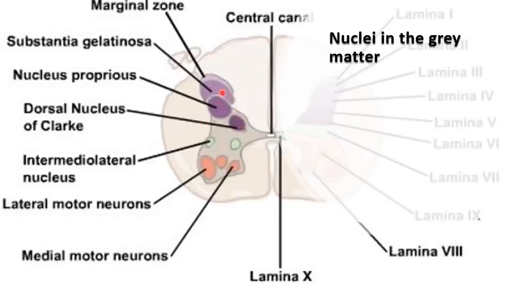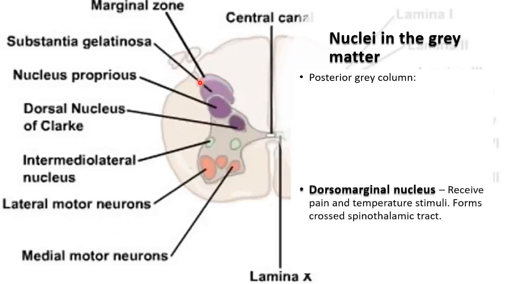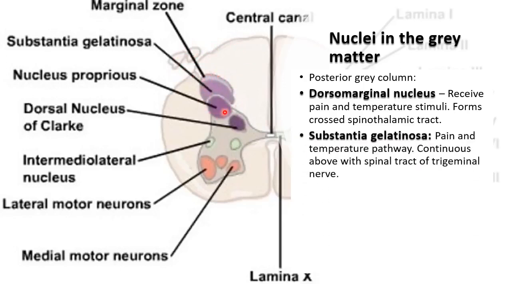So mainly you see a marginal nucleus, the dorsomarginal nucleus, in the posterior gray column, and then immediately deep to it what you see is the substantia gelatinosa. Both are actually concerned with pain and temperature sensations. So the axons of pain and temperature sensations, the central process of the dorsal root ganglia, no? The axons carrying the pain and temperature sensations will be received by this nucleus. Okay, the dorsomarginal nucleus and substantia gelatinosa.